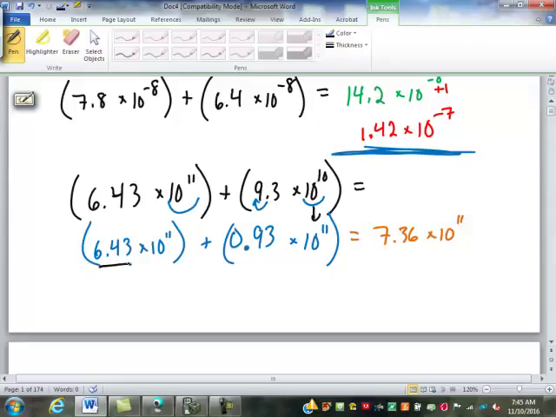So then I added the numbers. 6.43 plus 0.93 is 7.36. And I keep the same name, 10 to the 11.